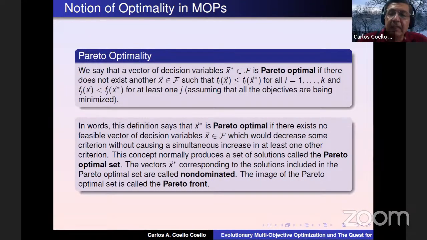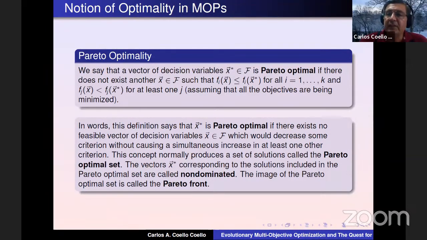So Pareto optimality is defined in a very simple way if we assume that all the objectives are being minimized, and this is a reasonable assumption because it's always possible to transform maximization into minimization. Then we say that a vector of decision variables which is feasible, that's what the F means, it satisfies all the constraints of the problem, is Pareto optimal if there does not exist another feasible solution such that it satisfies these two conditions: less or equal for every objective and strictly less for at least one.